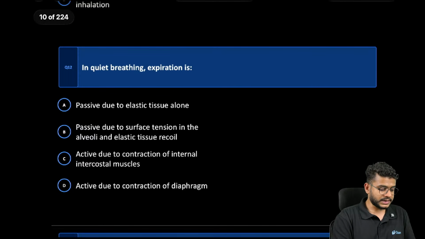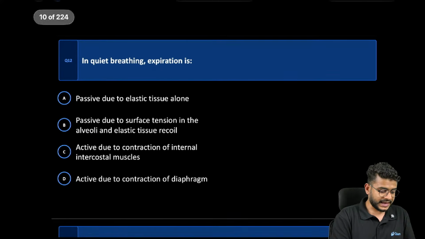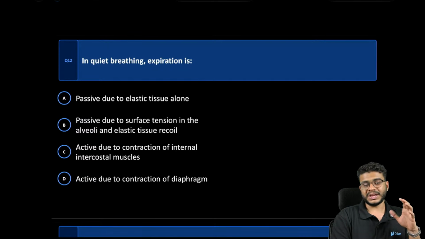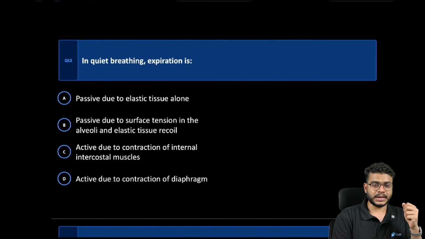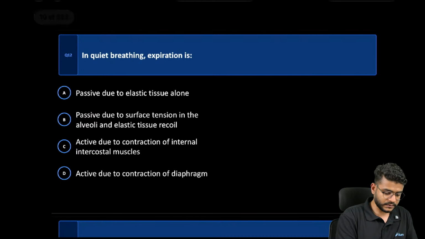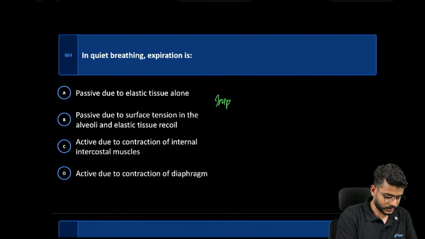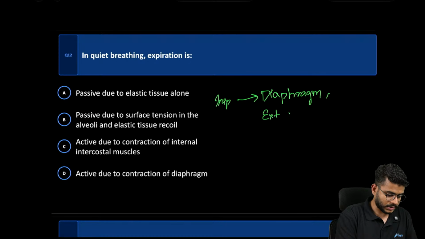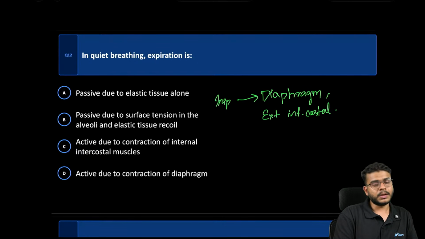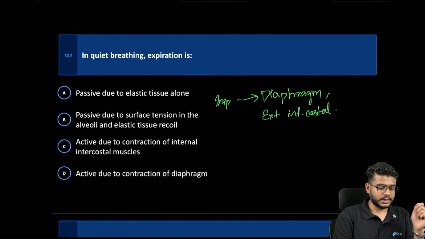Okay, the next question, in quiet breathing, which is in normal breathing, expiration is, okay, we know inspiration is an active process and expiration is a passive process. Okay, we can just discuss the muscles involved, right? In inspiration, the muscles are diaphragm and external intercostal muscles. Okay, in forced inspiration there will be extra accessory muscles.